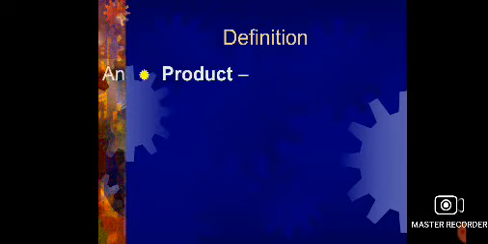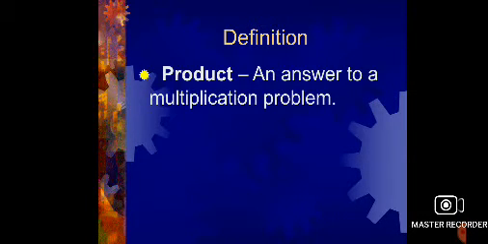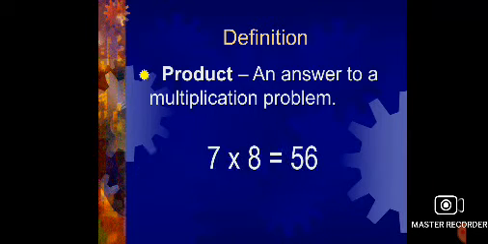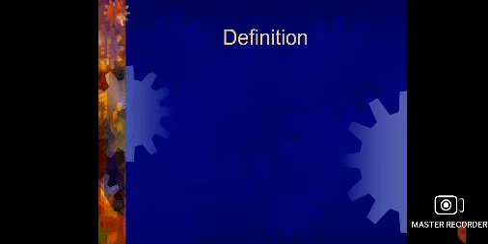Hello everyone, in this video we'll be talking about prime and composite numbers. First of all, we'll talk about what a product is. It's an answer to a multiplication problem. For example, 7 multiplied by 8 gives us 56. 56 is the product.